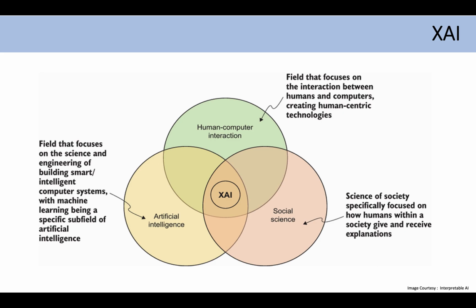It is the combination of three major fields. The first one is human-computer interaction. The second one is social science. The third one is artificial intelligence. Human-computer interaction creates human-centric technologies. Social science covers how humans within society give and receive explanations. Similarly, AI covers intelligent computer systems, with machine learning being a specific subfield of artificial intelligence. So this is the combination of all these three fields. In other words, it is leveraging all these fields to make a better XAI.